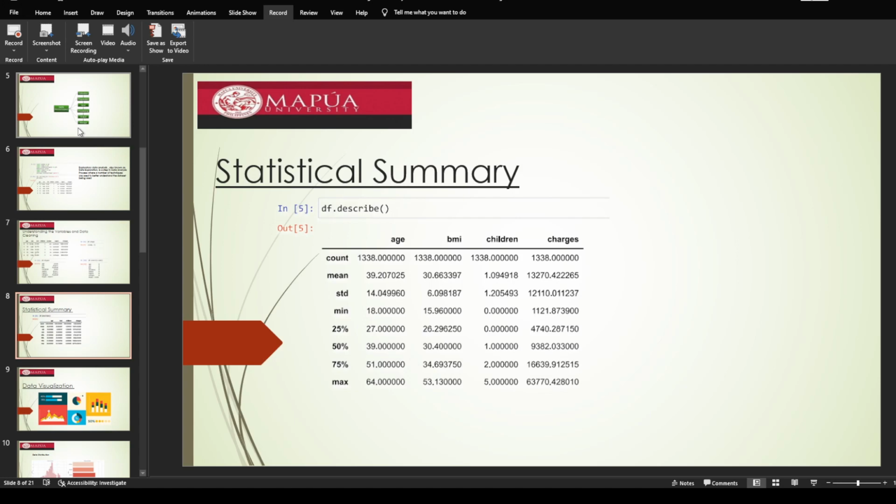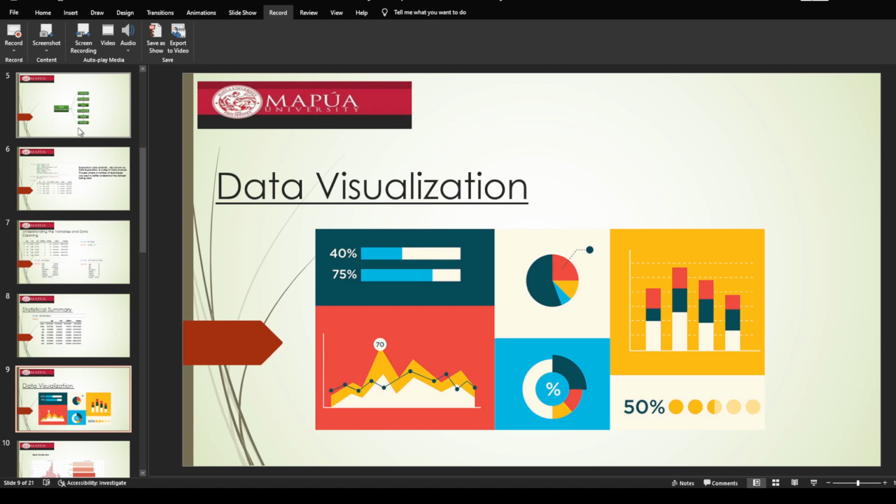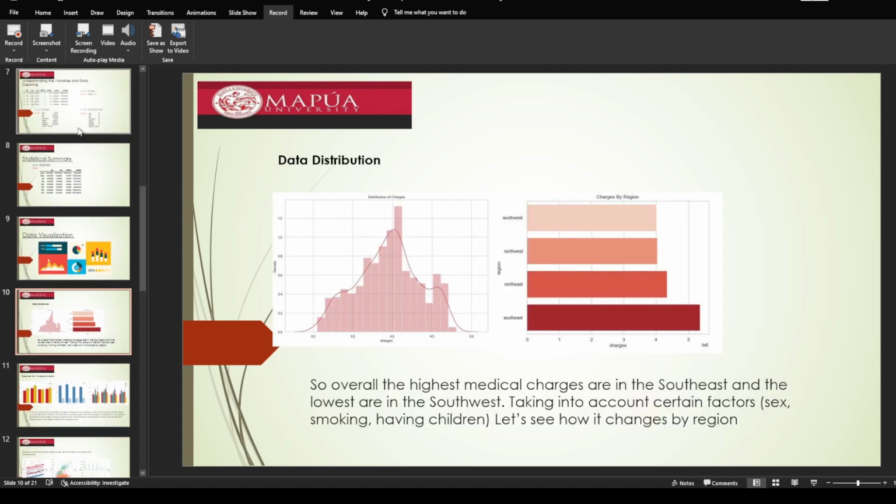minimum, and maximum. For the data visualization, I used histograms, which are the most common graphs used to display numerical data, and scatterplots, which are useful for many reasons like correlation matrices. It also allows us to quickly understand a relationship between two variables. Here is the data distribution. It gives us a normal distribution for charges. On the right side are the charges by region.